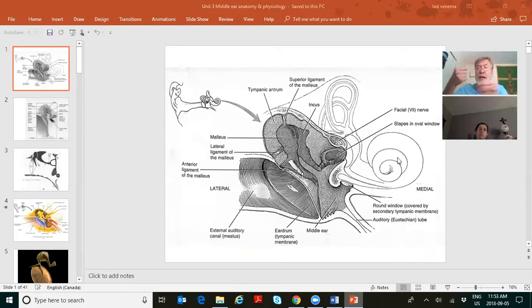If you didn't have that trade-off of information between the oval and round windows, you wouldn't have any activation inside the cochlea. You want the fluids in the cochlea to move. And what allows them to move is the interaction, the oval window pushing in and the round window bulging out.